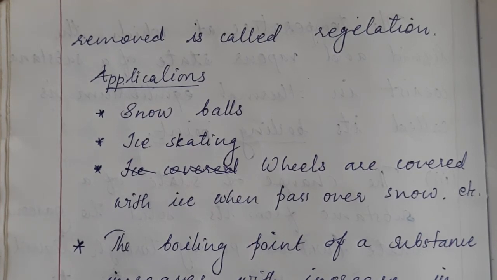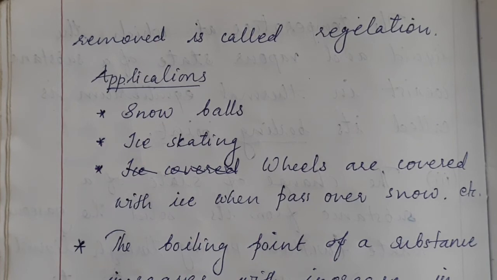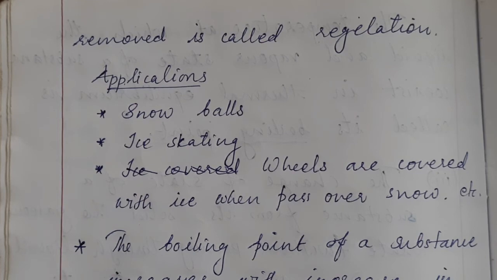For example, take an ice cube, which is in solid state. If you apply pressure on it without giving any heat, without increasing the temperature, because of the pressure this ice can become water, liquid state. This phenomenon is known as regelation. Regelation means by applying pressure, a solid substance can be converted into its liquid state.